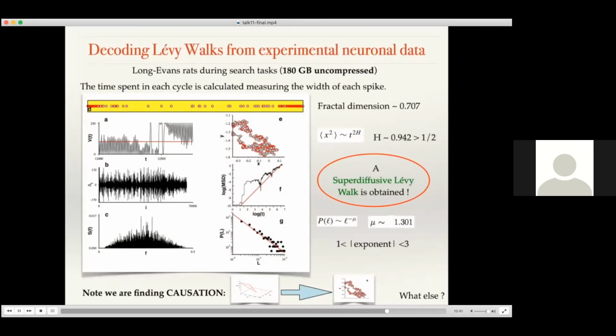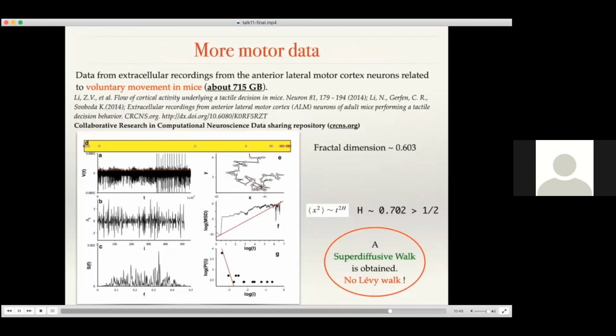So what else can we do with these schemes? Can we obtain something similar for other kinds of model data? To answer that question, we also analyzed additional data.